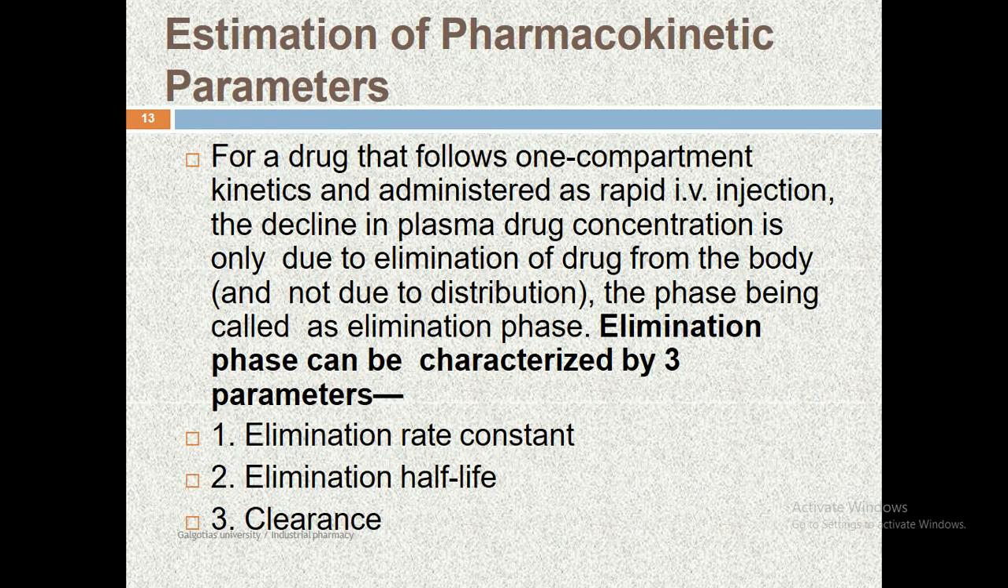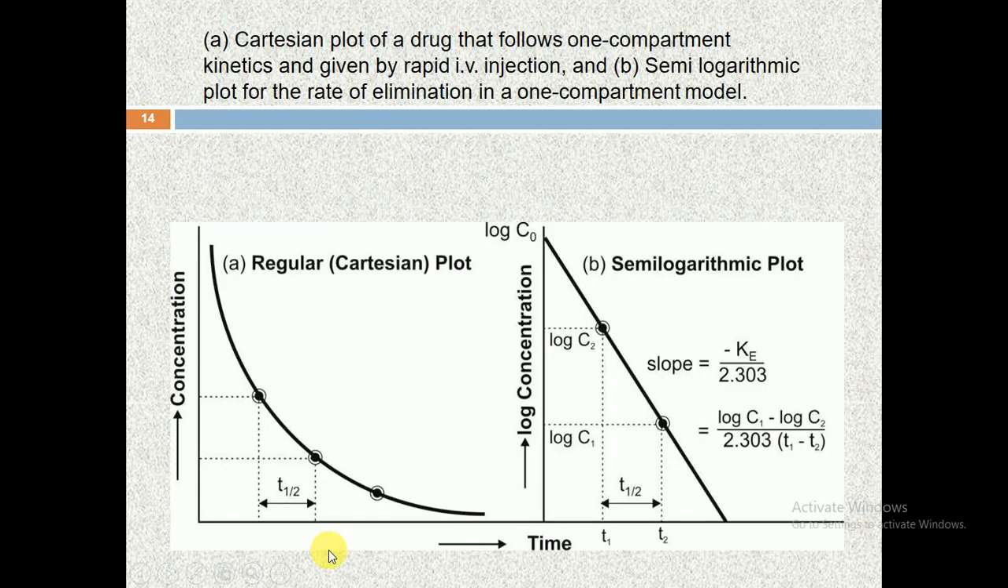Okay, now let's come toward the estimation of pharmacokinetic parameters. We will discuss how we can estimate them. For a drug that follows one compartment kinetics and is administered as a rapid IV injection, the decline in the plasma drug concentration is only due to elimination of the drug from the body and not due to distribution. So this phase is known as the elimination phase. The elimination phase can be characterized by three parameters: the first is the elimination rate constant, the second is the elimination half-life, and the third is drug clearance.